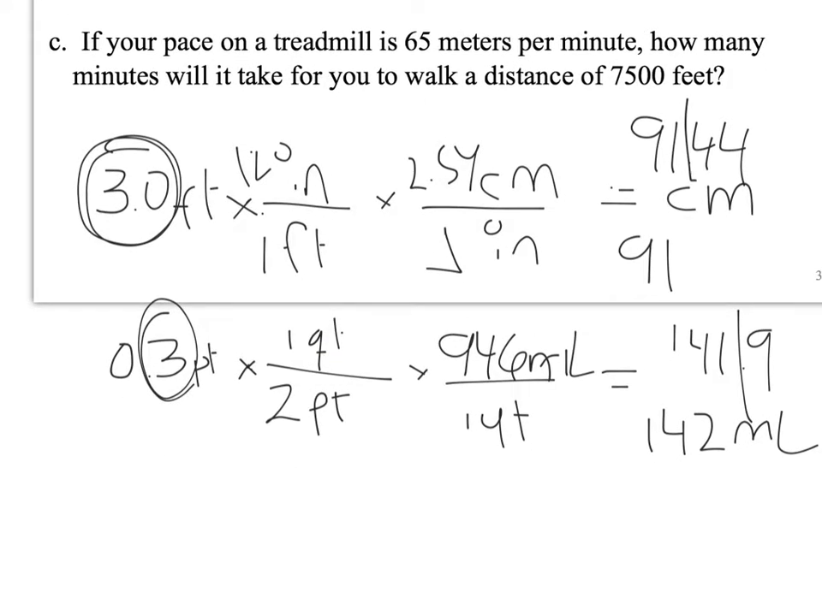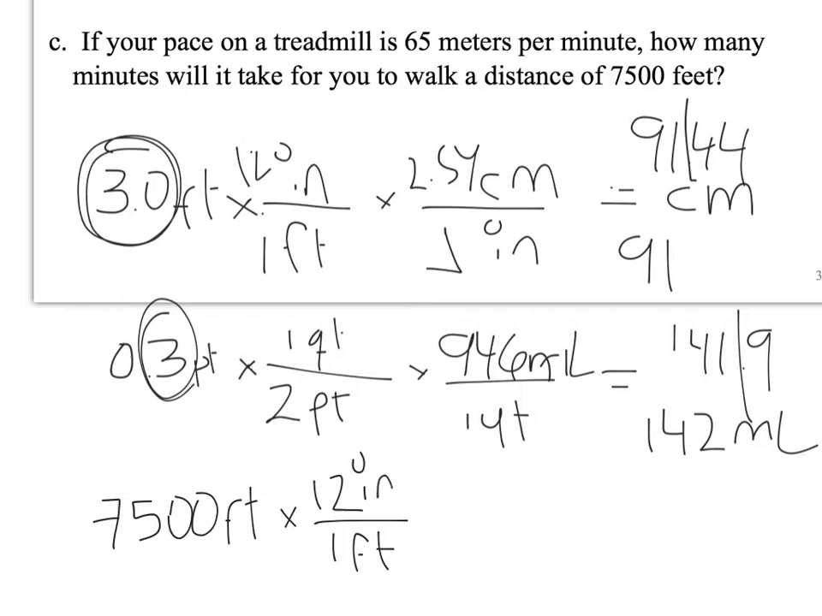And then the last one, if your pace on a treadmill is 60 meters per minute, how many minutes will it take to walk 7,500 feet? So we're going to convert these feet to meters. And the way to do it is feet to inches, and then inches to centimeters, and then meters to centimeters.